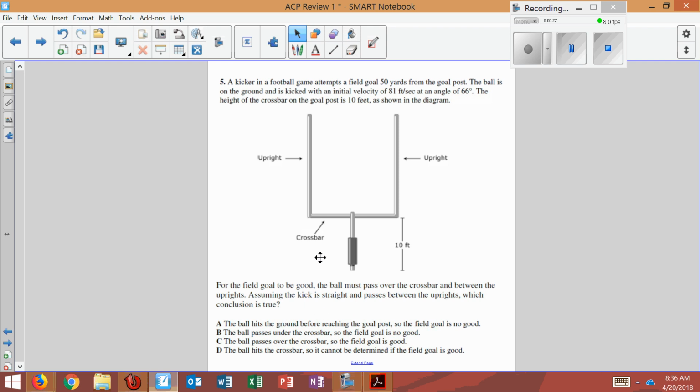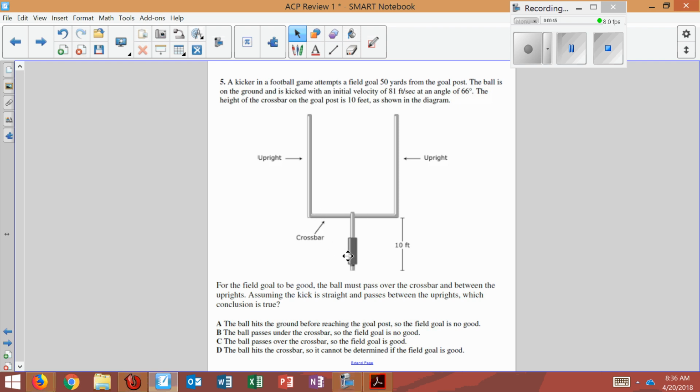So the ball is kicked, and it's not going to go over here or over here. What we have to find out, according to these, is: as the ball is coming near it, does it hit the ground in front? Will it actually hit the crossbar? Does it hit this piece?